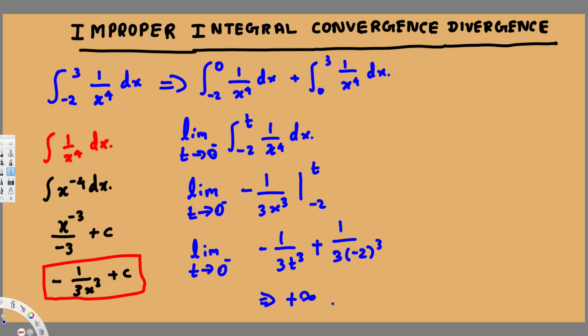So this is going to be divergent because we don't have a finite number. So this is divergent, so we don't have to do the other one. If one of them is divergent, we can go ahead and say this expression diverges. So the final answer is that this one diverges.